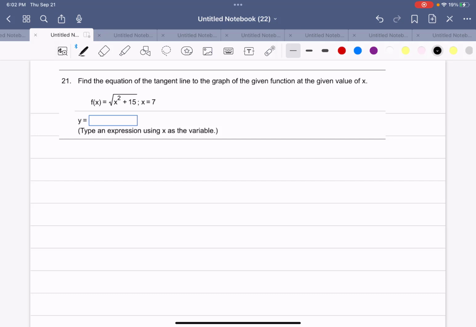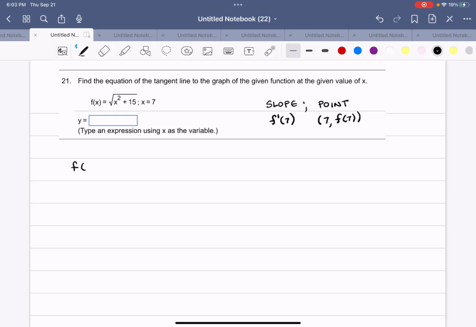Well, if we're going to write the equation of any line, we're going to need a slope, and we're going to need a point. For our slope, since it's the tangent line, we're going to need f prime at 7. And for our point, we've got 7, and we have to find f of 7. So we'll start with the slope.